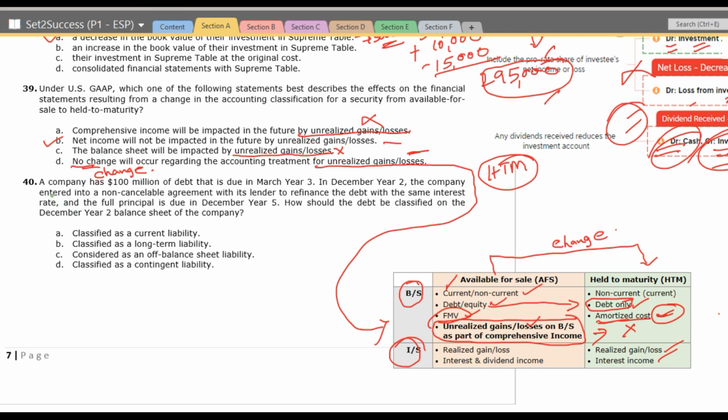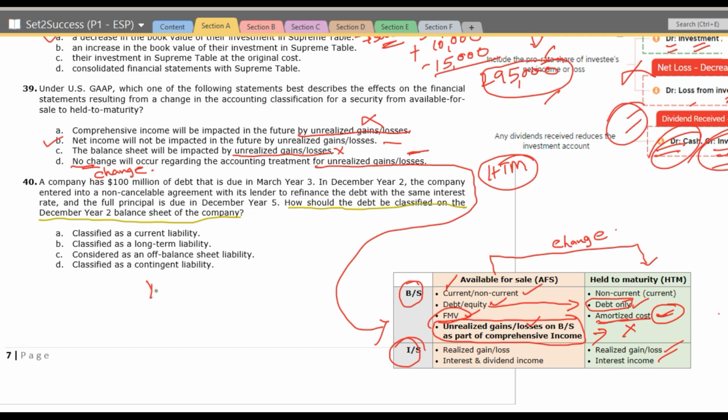Next, a company has 100 million of debt that is due in March year 3. In December year 2, the company is entering into a non-cancelable agreement with its lender to refinance the debt with the same interest rate, and the full principal is due in December year 5. How should the debt be classified on the December year 2 balance sheet of the company?